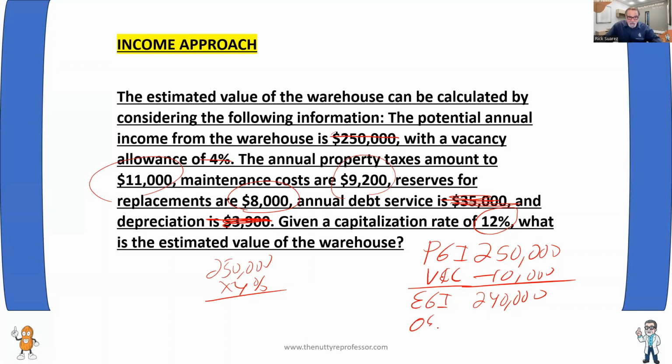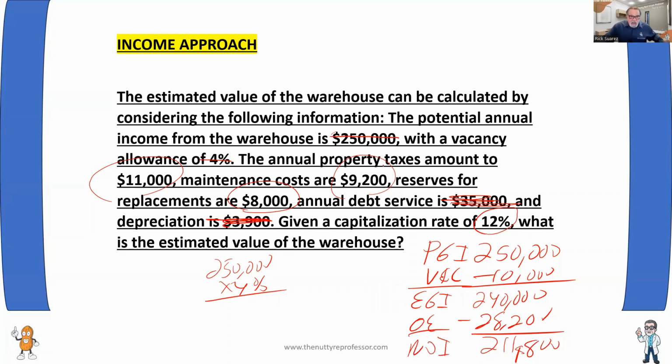So now we have operating expense. So we're going to add the $11,000, the $9,200, and the $8,000. So we're going to subtract $28,200. We have 240, 28,200, and it is 211,800. This is our NOI.